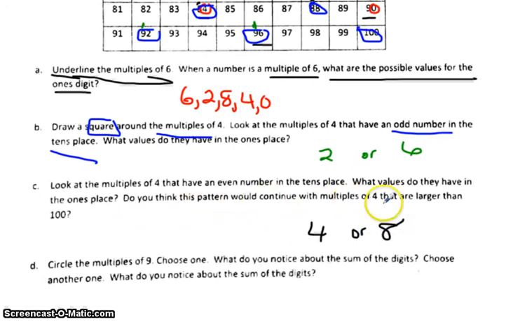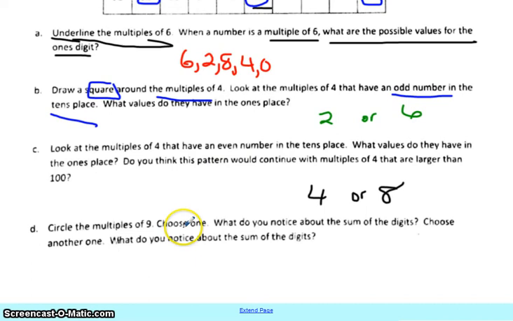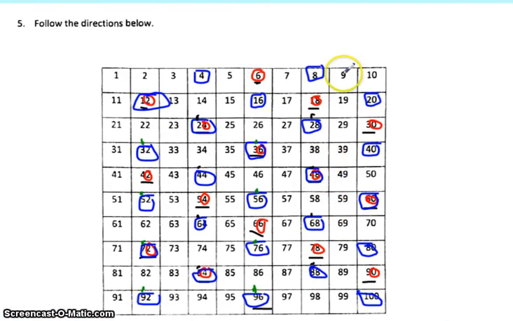Do you think this pattern will continue with multiples of 4 that are larger than 100? Yes, sure they would. We've developed a pattern. It's consistent, and through the whole hundreds board, it should do the same thing. Circle the multiples of 9. So we're going to circle the multiples of 9. I'll use a dotted line this time.